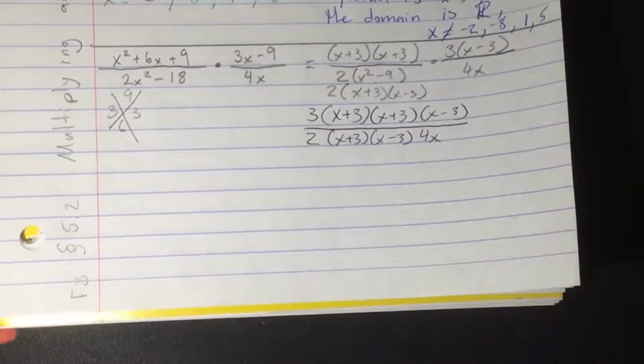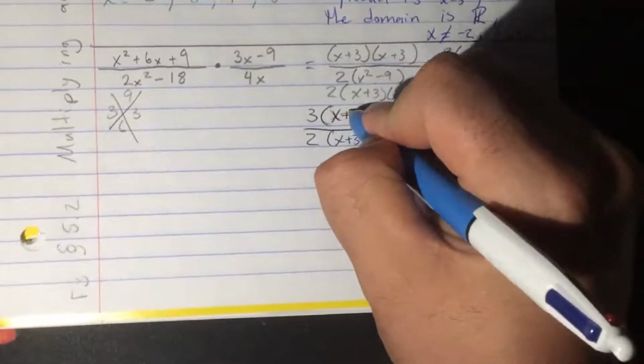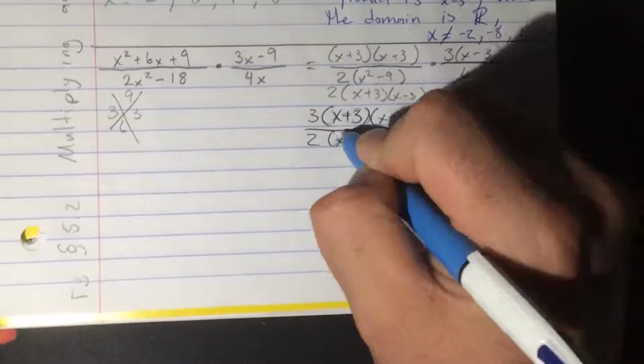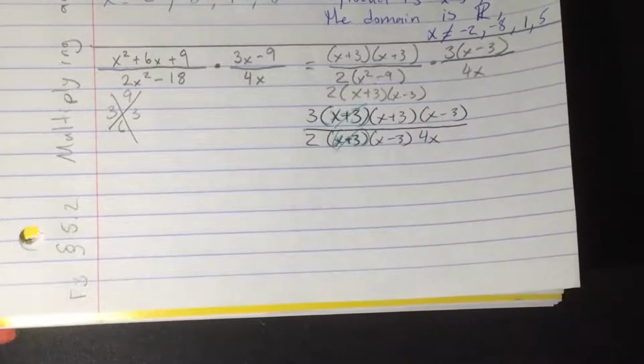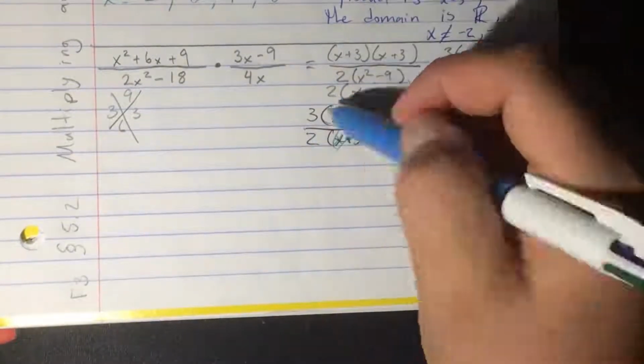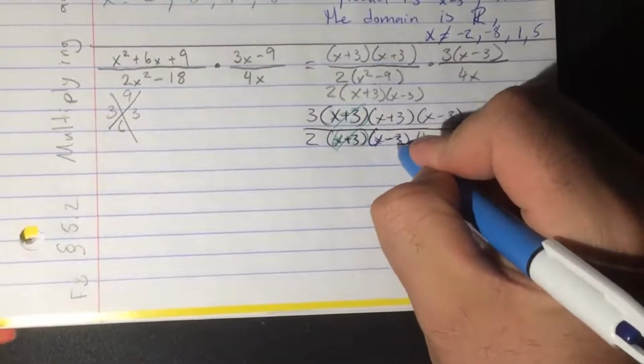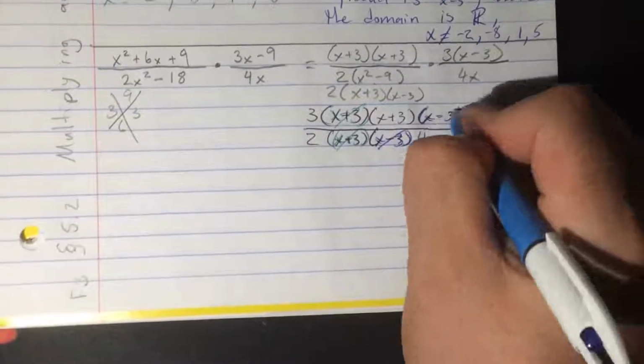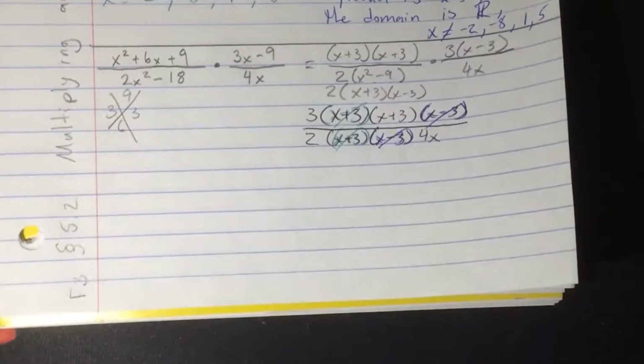Now we can find our common factors. We have our x plus 3 and our x plus 3. These will divide out. We have our x minus 3 and our x minus 3. These will also simplify out.